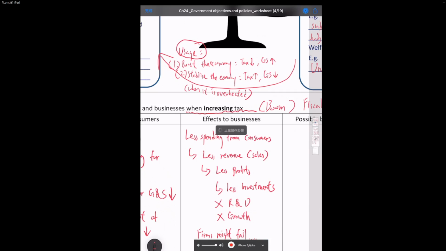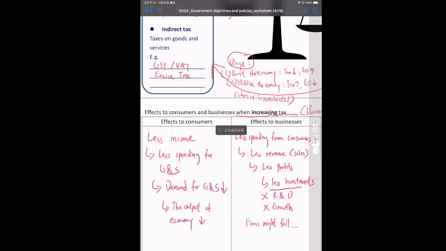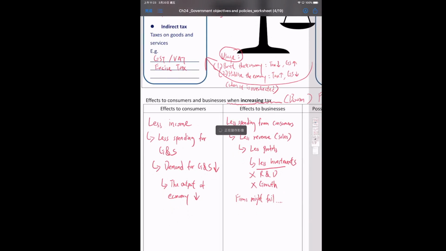Right, so let me take a look at the answer from Chloe. So less revenue, less investment, less R&D, decreased demand, consumers change taste frequently, less spending, economy stops booming. Yeah, that's also true. But I would say, let's use this flow here. So this is the effects to the businesses, and you can see they are both connected.